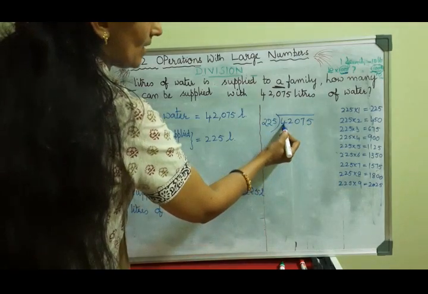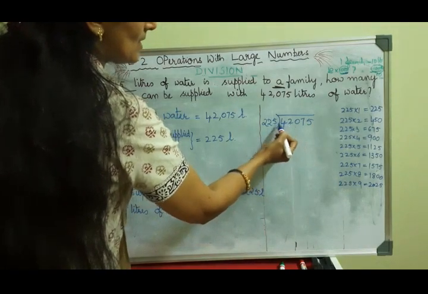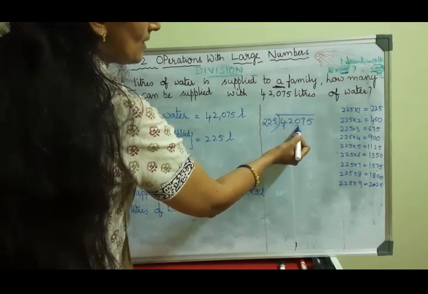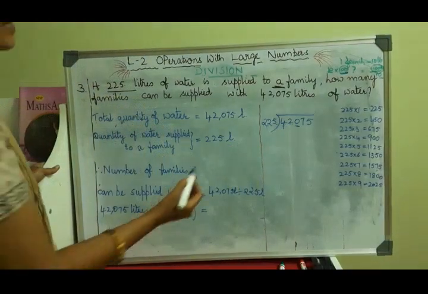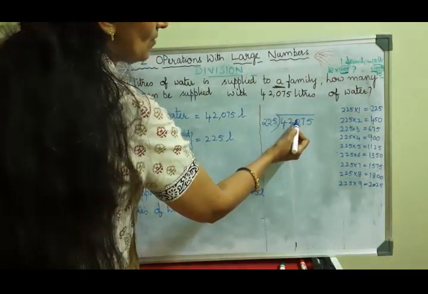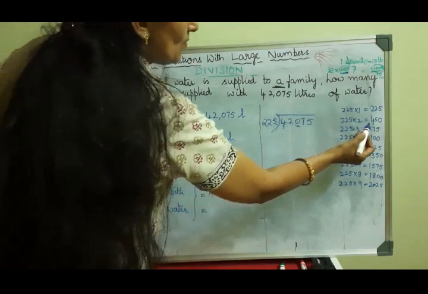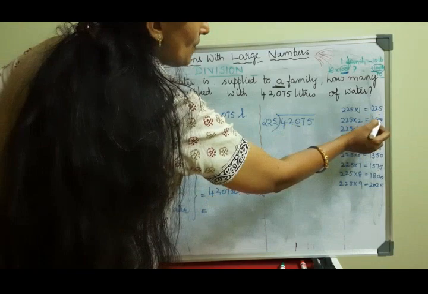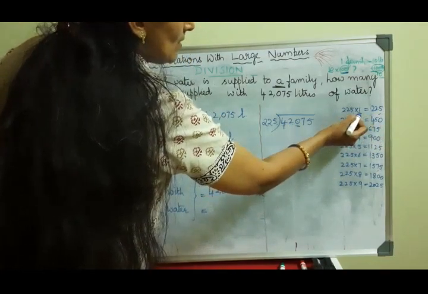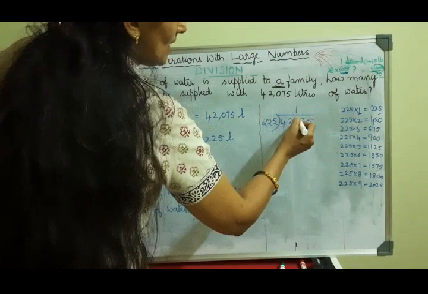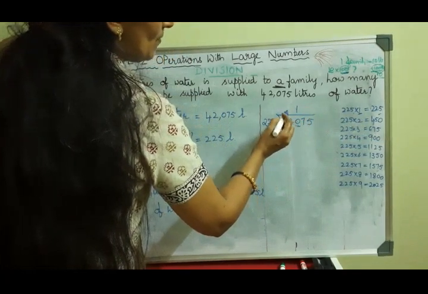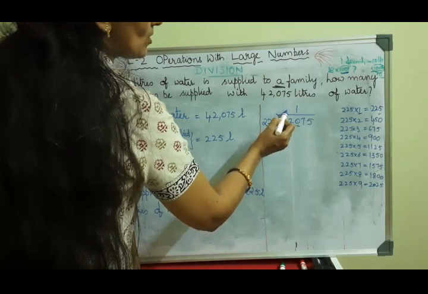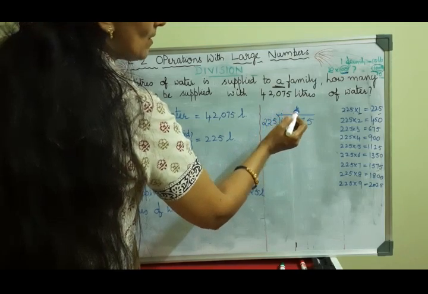Now 4 we cannot divide, 42 we cannot divide, as 42 is lesser than 225. We have to take 3 digits, the leftmost 3 digits, which is 420. For 420 we have to check which multiplication we have to opt for. Now 420 is between 225 and 450. So we have to take the quotient as 1. Write 1 above 0 only, not here. Everybody has the habit of writing the quotient from here. It is not so. You have to start from here.